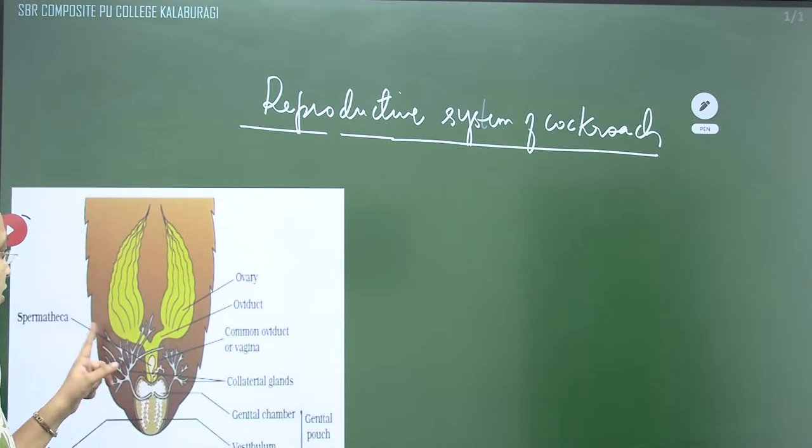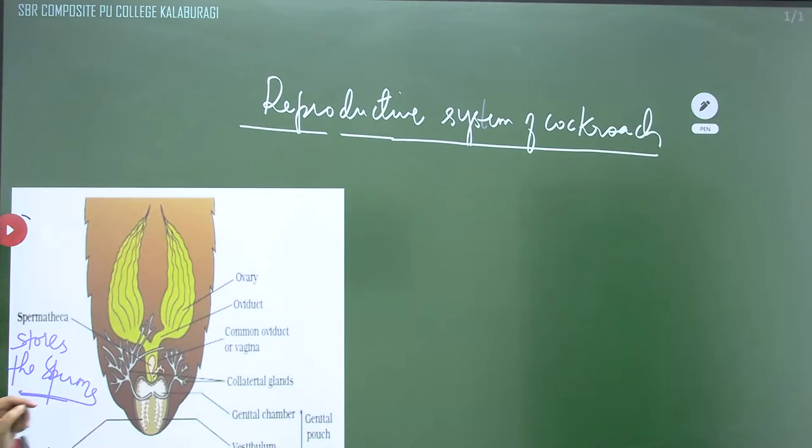What it does is it stores the sperm. That is its function. It is going to store the sperms, not the spermatophores. So sperms that are obtained after copulation will be stored here in the spermatheca.